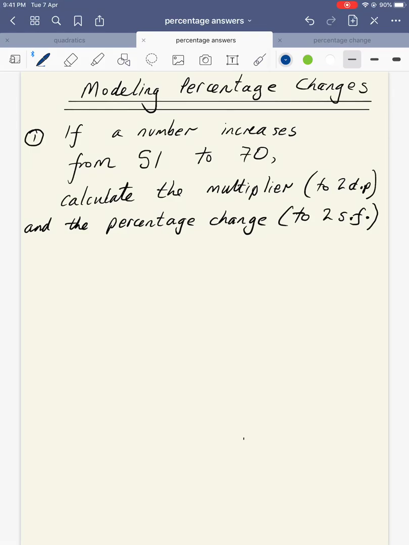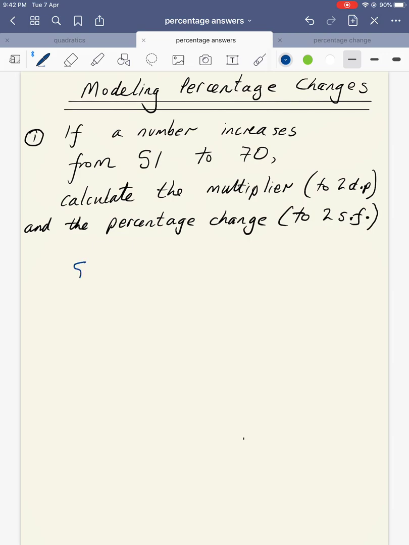Okay, so modelling percentage change is part of the curriculum in grade 9 and 10 for sure, but we're going to try and use it to help us analyse this change in the number of cases of COVID-19 in particular. But it is a transferable skill. So first question, number increases from 51 to 70, calculate the multiplier.